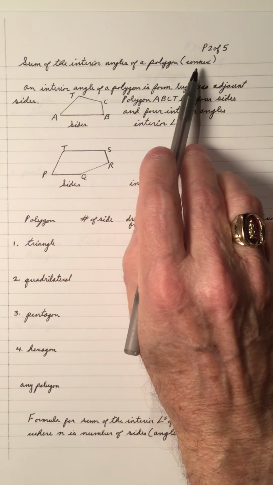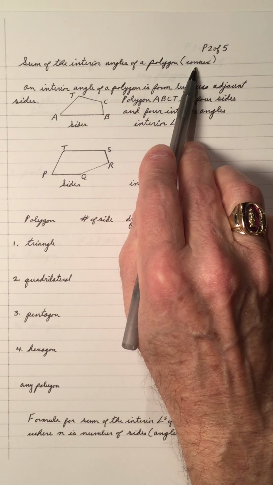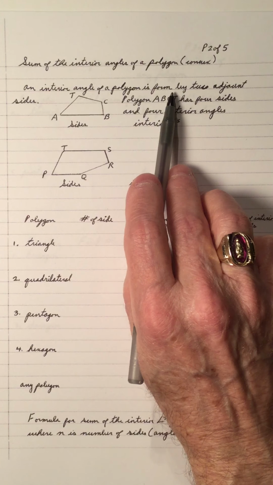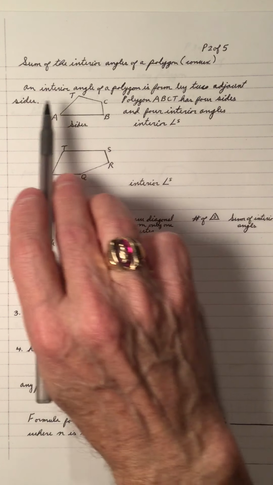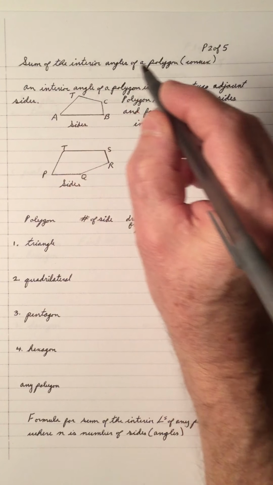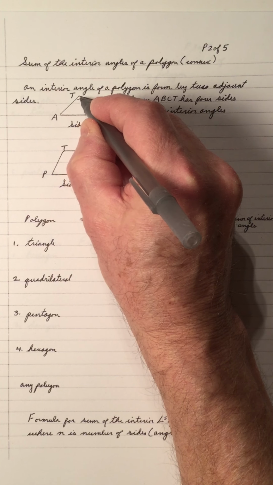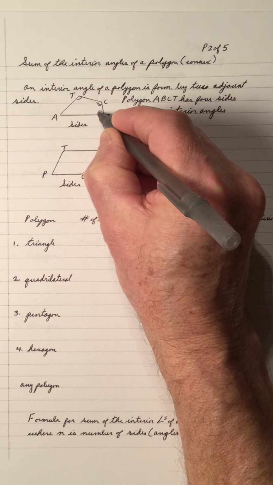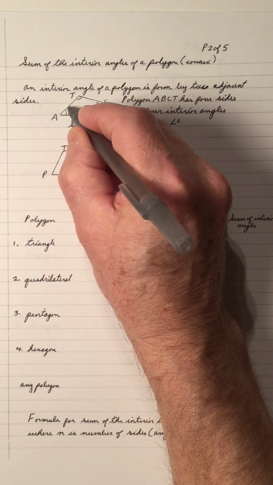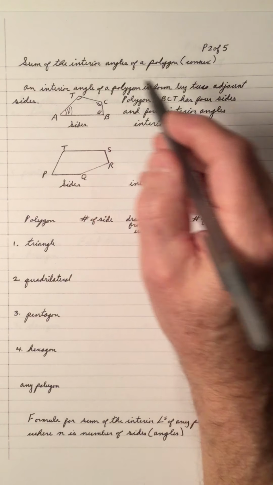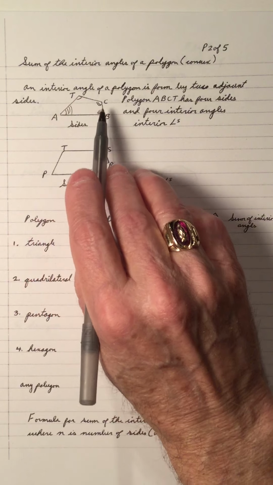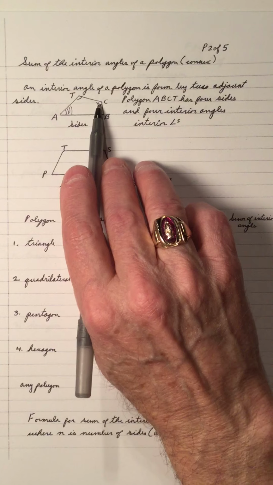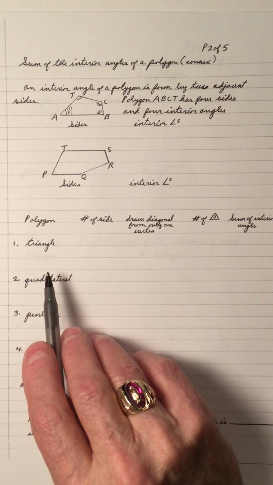Sum of the interior angles of a polygon, that's a convex one. That means the diagonals are on the inside. An interior angle of a polygon is formed by two adjacent sides. So this is an interior angle right there at C, right there at B, and right there at A. Those are the interior angles of this polygon. And the polygon is ABCT, has four sides and four interior angles, T, C, B, and A.